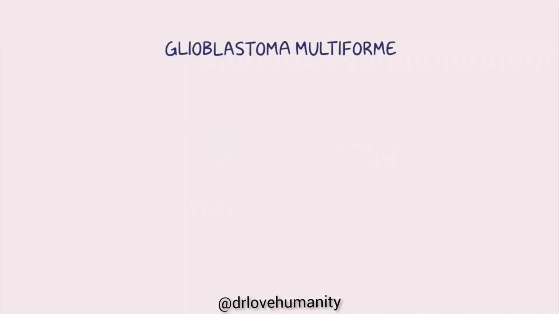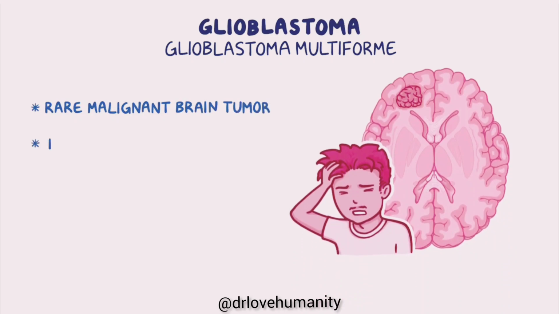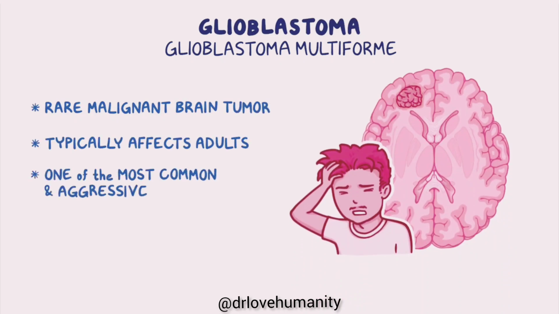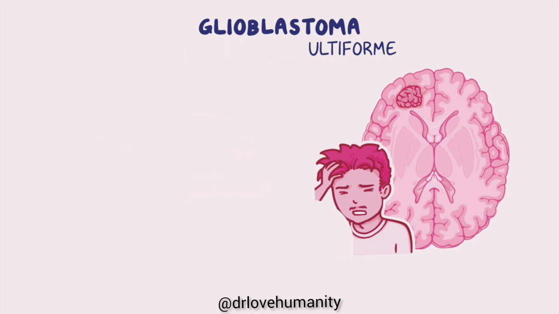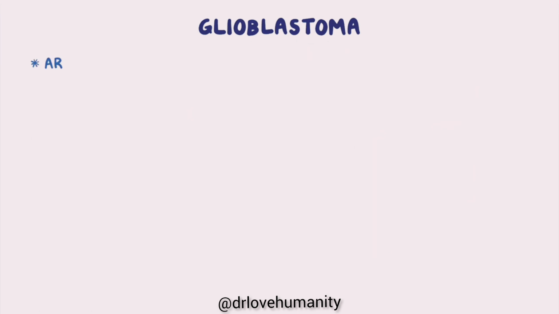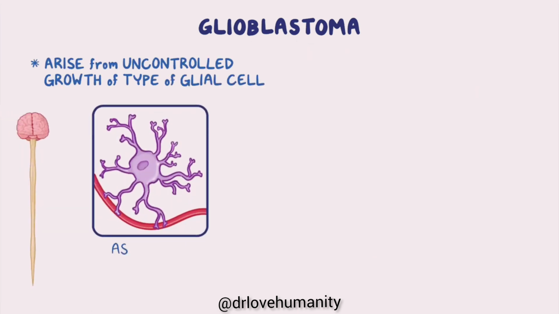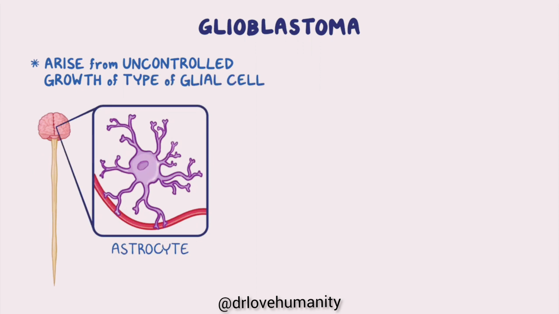Glioblastoma multiforme, or simply glioblastoma, is a rare malignant brain tumor that typically affects adults and is one of the most common and aggressive cancers of the central nervous system. Glioblastomas tend to be sporadic and arise from the uncontrolled growth of a certain type of glial cell called an astrocyte within the central nervous system.